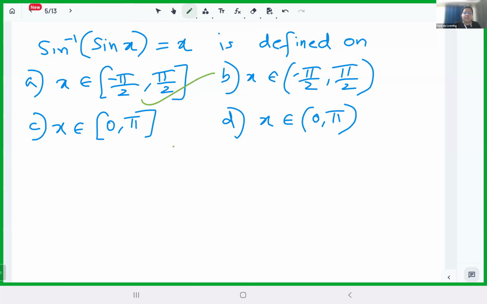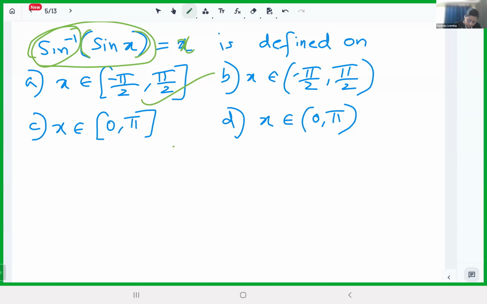Because here we are talking about the function sine inverse. Inside the bracket you can see sine x, but basically we are talking about sine inverse. We know the range of sine inverse is the closed interval minus pi by 2 to pi by 2. So if the answer is x, then that x definitely should belong to the principal value branch of that function. So x belongs to the closed interval minus pi by 2 to pi by 2.